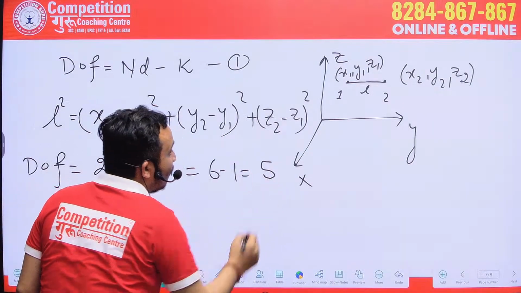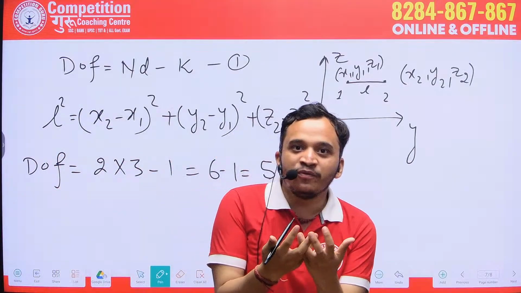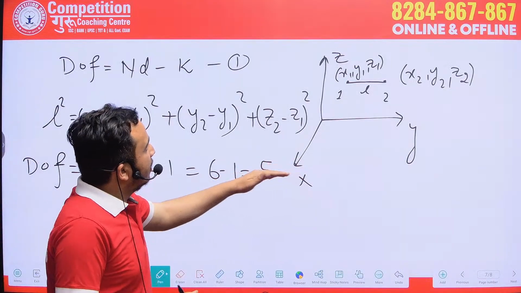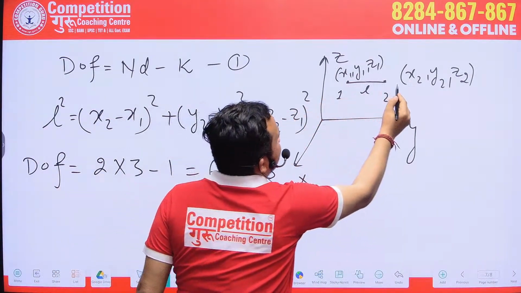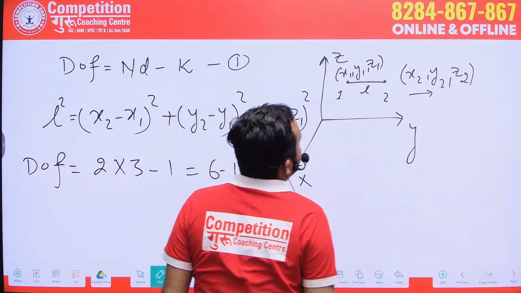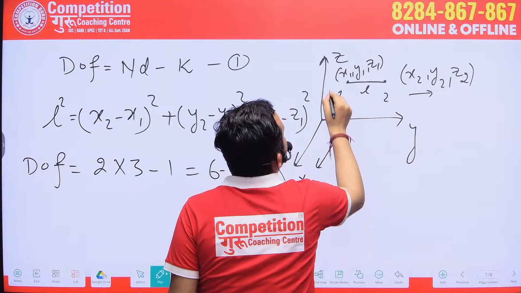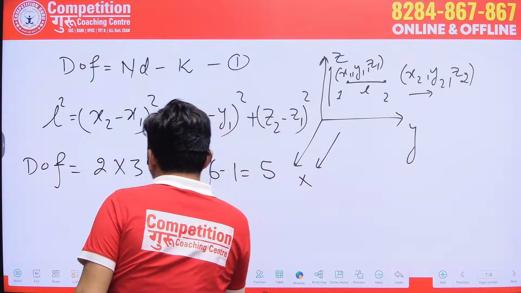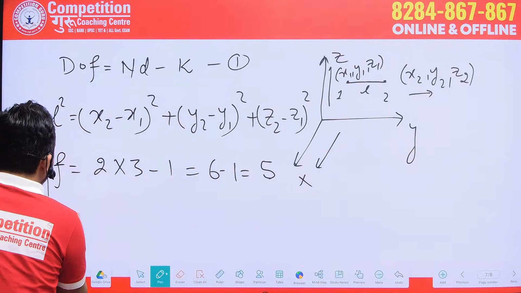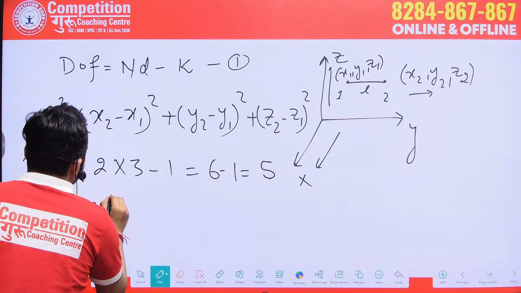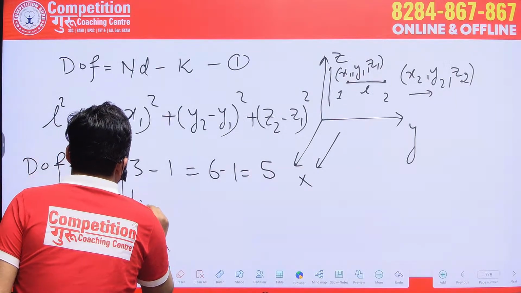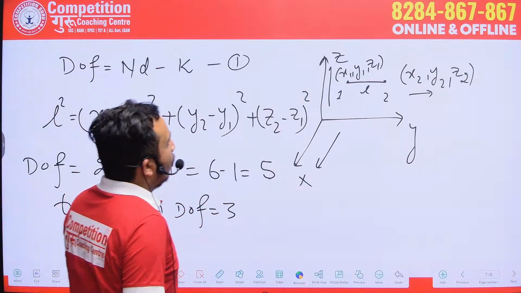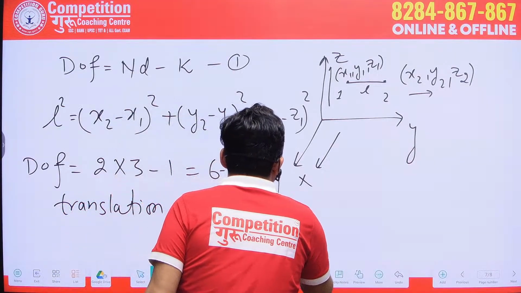So there are 5 ways in which motion can be executed by these two particles. So what can that be? Either they can move along the x-axis, in this direction, y direction or z direction. So translation about 3 axes, that is 3 degrees of freedom. So translational degree of freedom will be equal to 3.